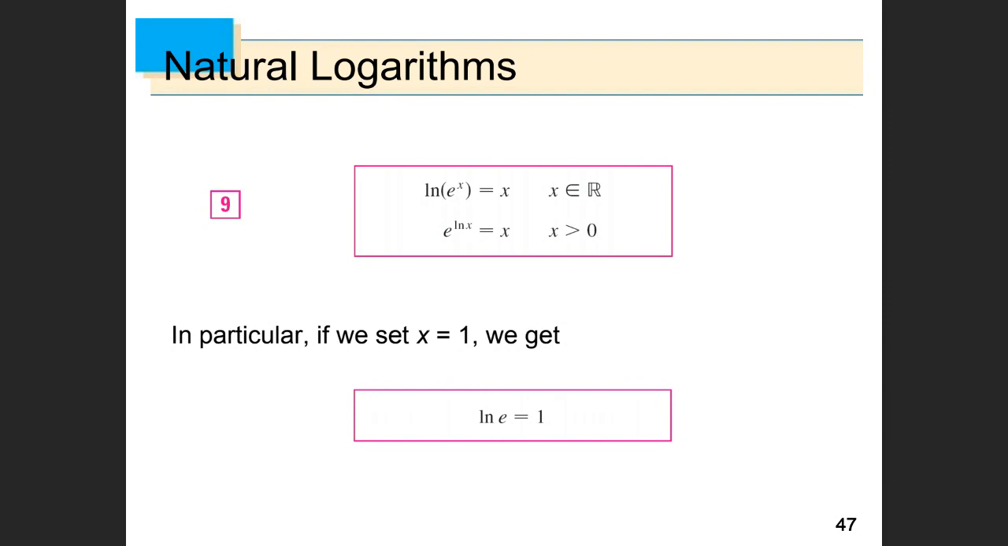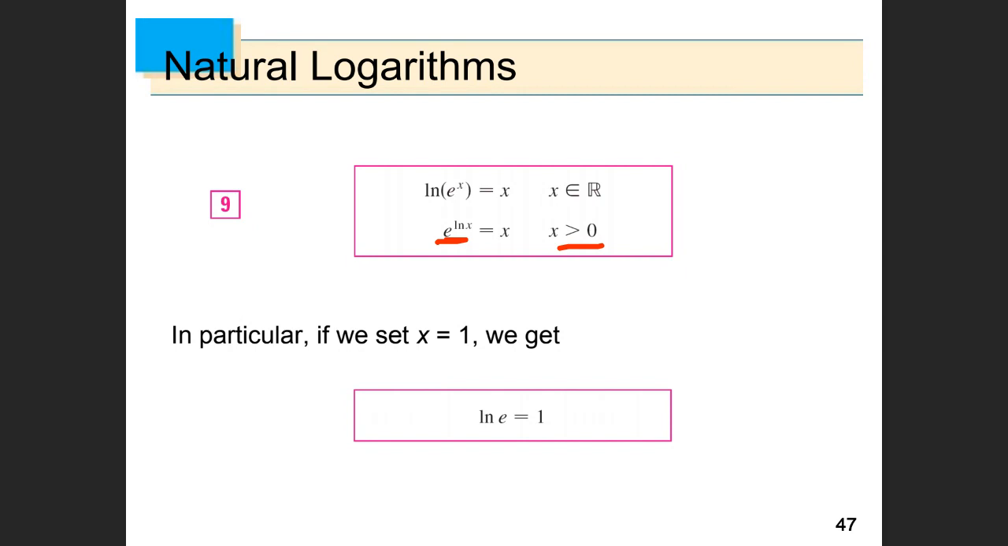I mentioned this second one already. e raised to the power ln of x is the same as e raised to the power log of x to the base of e. Cancellation rule still applies, and x then needs to be greater than 0. Why? Because there's no ln of 0 or of a negative number. Remember, ln is log. There's no log of 0 or a negative number.